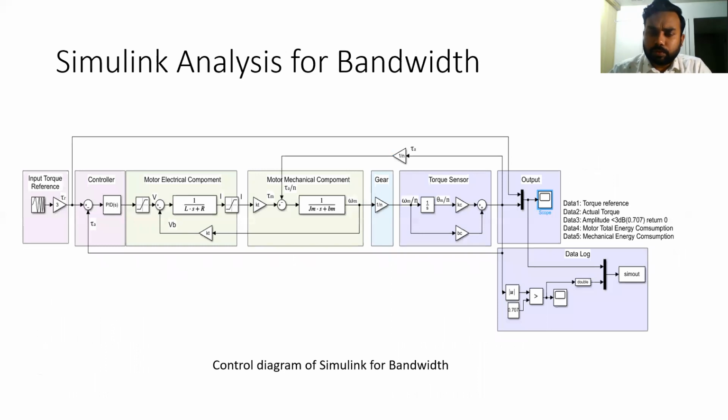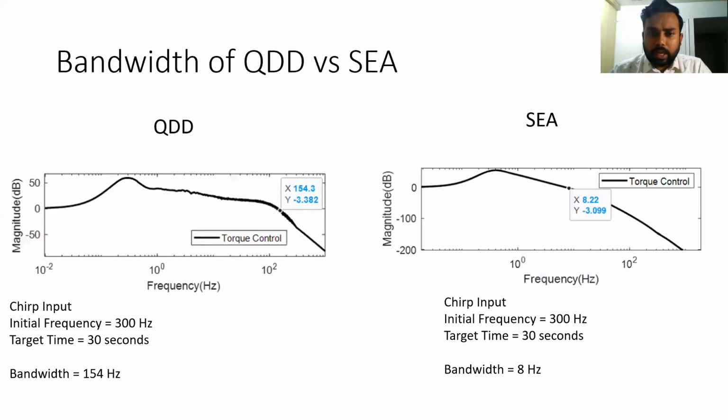Next, I went on to the analysis of bandwidth. Here you can see the control diagram of Simulink for bandwidth. And over here, we can see the Bode plots, from which we can find the magnitude at -3 decibels, which is where we find the bandwidth of the system. On the left side, we can see the bandwidth of QDD for a chirp input of 300 hertz initial frequency and a 30-second target time. We can see it's 154 at -3 decibels.